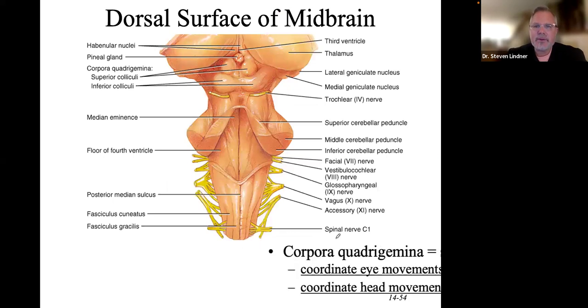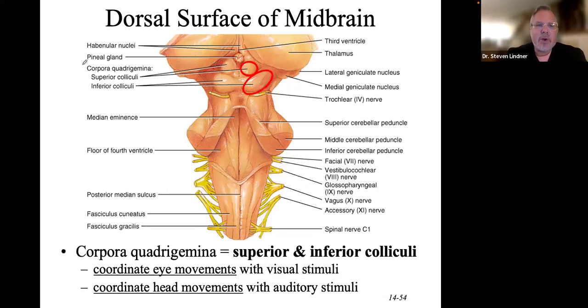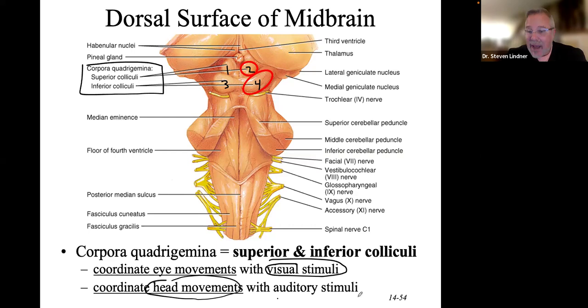Here, in this picture right here, this is showing the corpora quadrigemina. So numbers 1 and 2 are the superior colliculi, and then number 3 and 4 are the inferior colliculi. The superior colliculi coordinate the eye movements with visual stimuli, such as reading, and then the inferior colliculi are going to coordinate your head movements when you hear a loud bang or a loud sound.